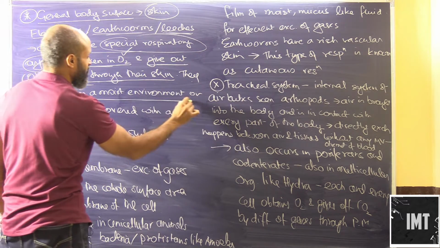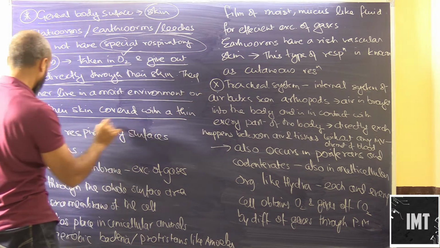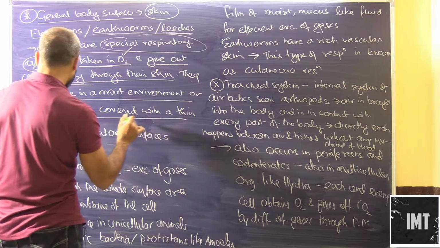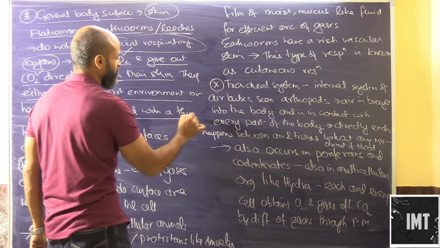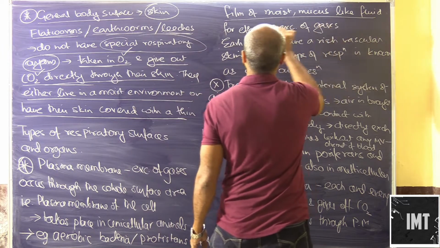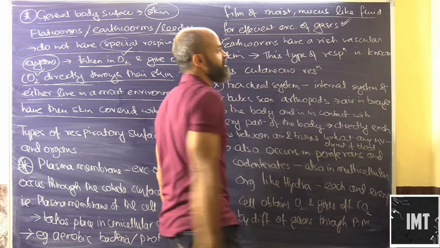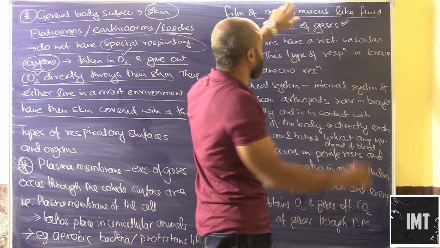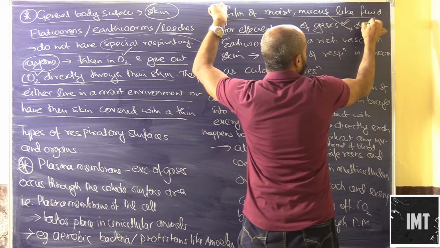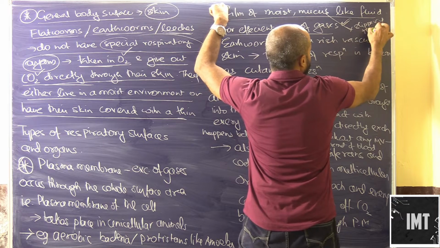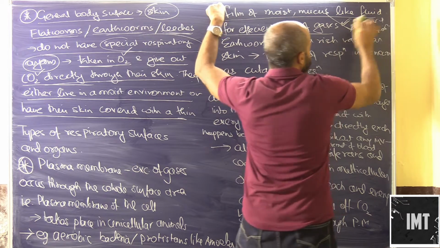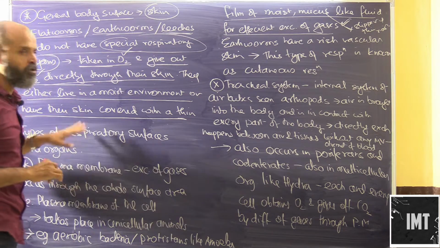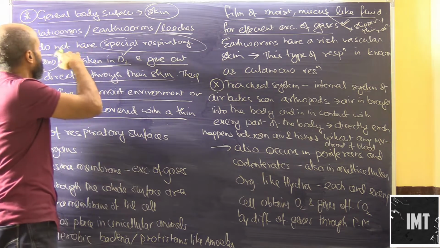They either live in a moist environment or have their skin covered with a thin mucus-like membrane. So their skin has a thin film of moist mucus-like fluid for efficient exchange of gases. Frogs generally will have this moist mucus. This mucus is slippery, it's thin, and it always keeps the skin moist. This is seen mostly in earthworms, leeches, and flatworms.